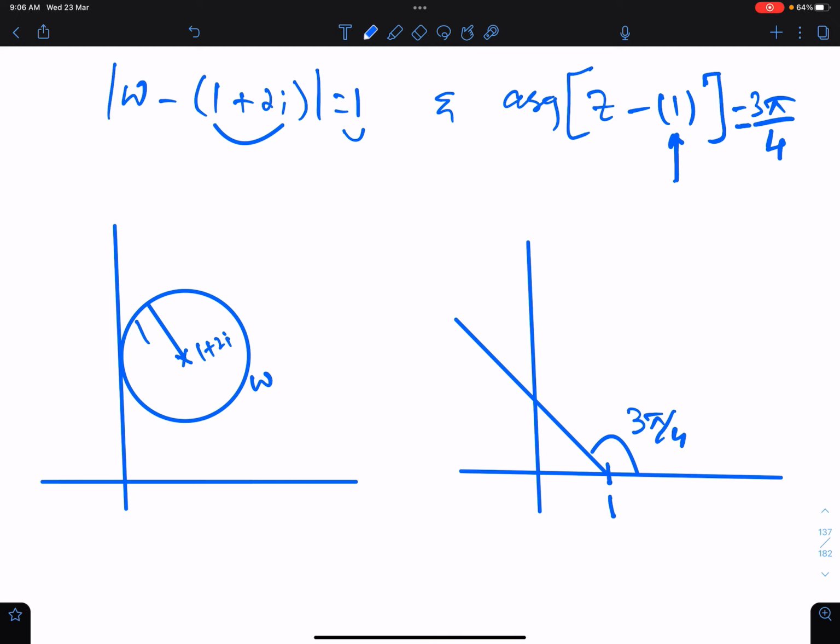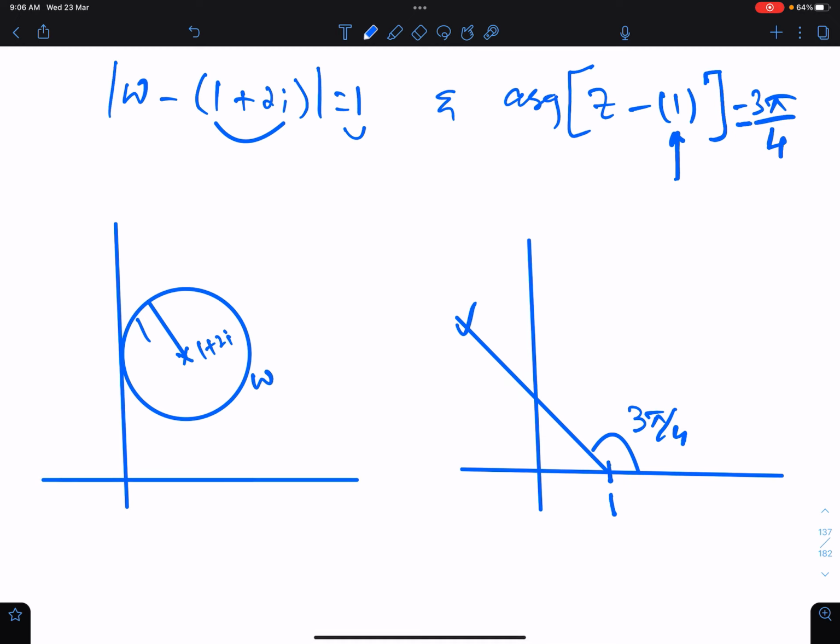Three pi by 4 means this line is parallel to y is equal to minus x. So this line must skirt both the intercepts at the common points. So this must be 1. And this angle must be 3 pi by 4. And z is anywhere on this line.